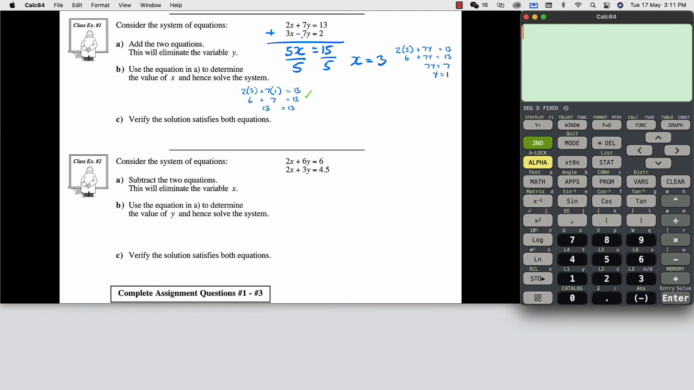Okay, just do the same thing in the second equation. So we're essentially going to get 3 times x, so 3 times x, which is 3, minus 7 times y, which is 1, and that should equal 2. 3 times 3 is 9, minus 7 equals 2. Is that true? Yes, 2 equals 2. Verified.